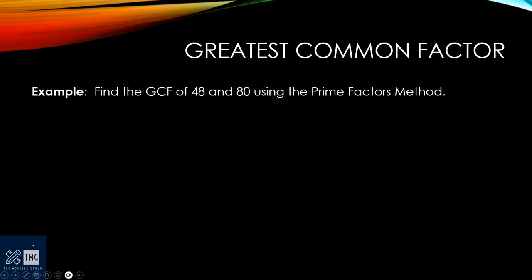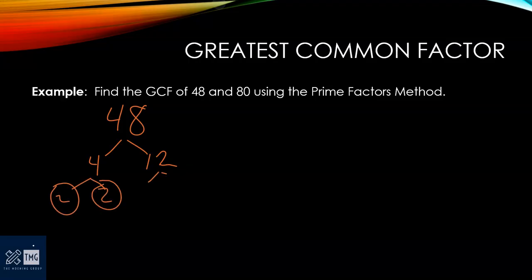Let's do one of these and show how beautiful it is. So the greatest common factor of 48 and 80. So let's start with the prime factorization of 48. Well, I see 48 is 4 times 12. 4 is 2 times 2. Those are prime. 12 is 3 times 4.